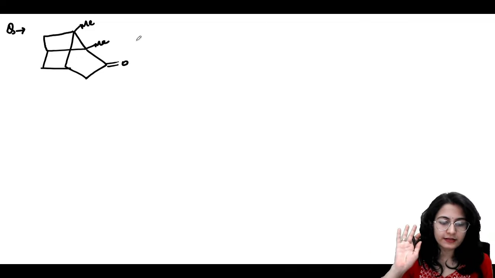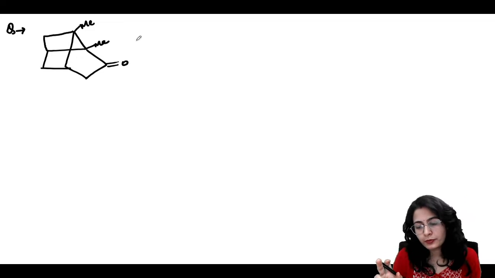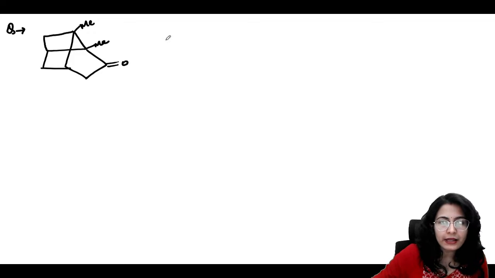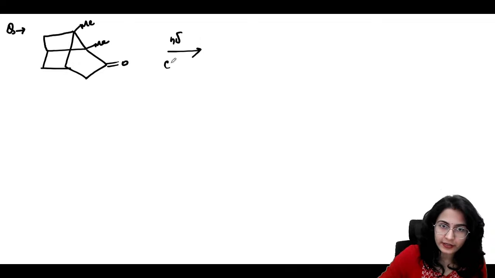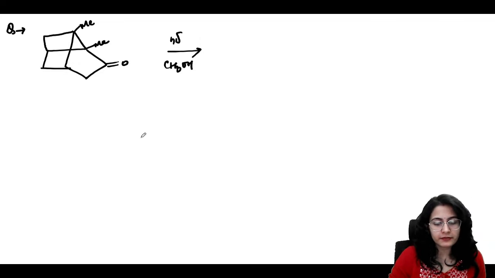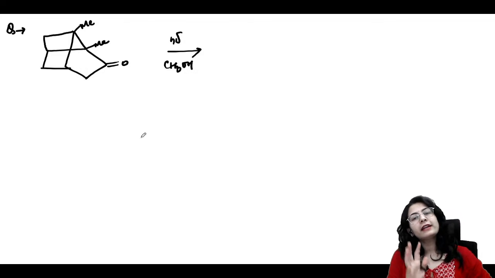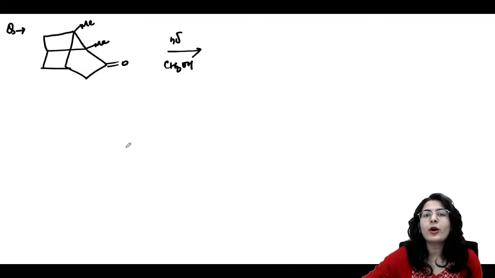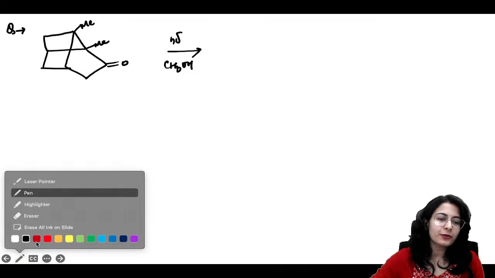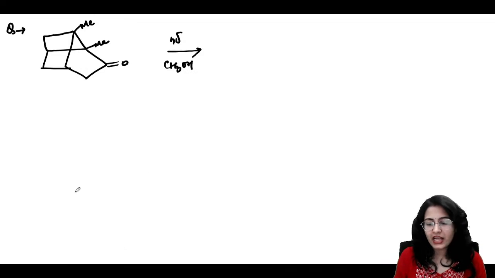Now I want to react this molecule in the presence of light and in the presence of methanol. What is it supposed to give? What will form here? And mostly, what reaction is taking place? Norrish type 1, Norrish type 2. Try this out, guys. No options. Try it, what will form? I will answer in 1 minute.